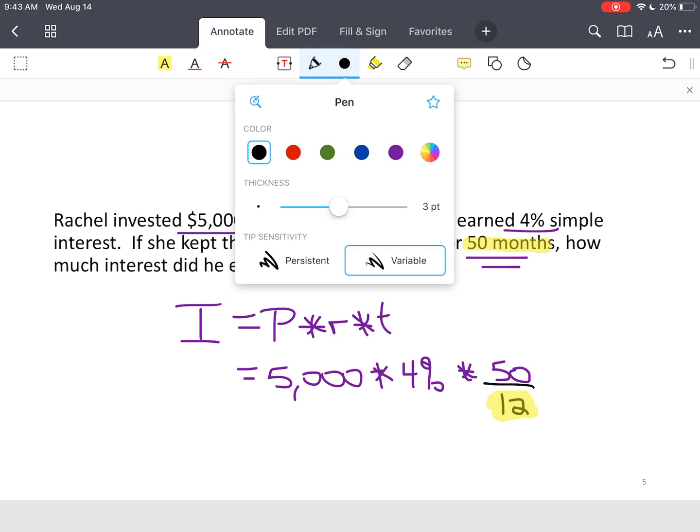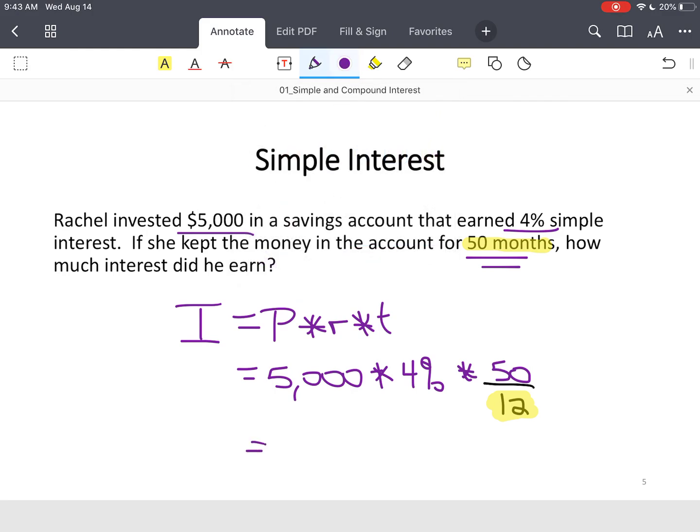So now all we do is take our calculator, take our $5,000 times our 4% interest rate times our 50 months, but we want that to be in years, so we have to divide by 12. And she'll earn over the course of those 4 years $833.33 in interest. And that's assuming she doesn't take any money out of her account.